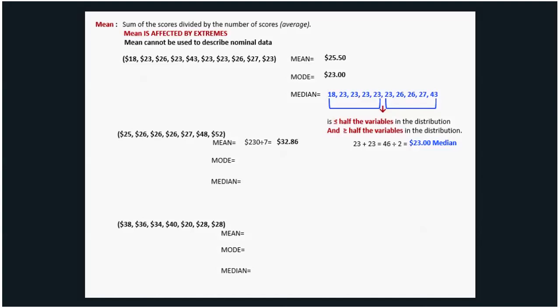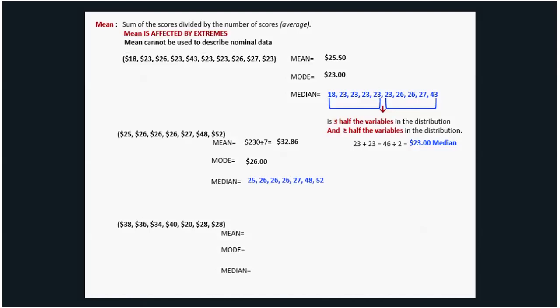That's going to give us $32.86 an hour. What's our mode going to be here? We look up and we've got 25, we've got 1, 2, 3 26s, a 27, a 48, and a 52. So our mode is going to be 26. Our median, what's the median going to be?